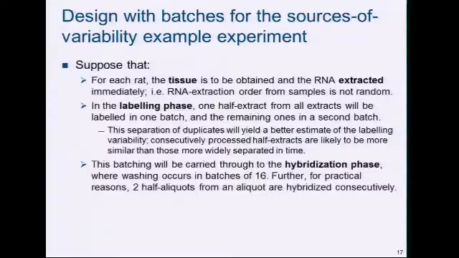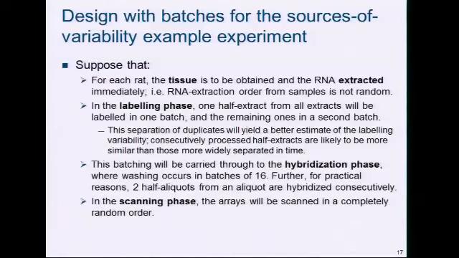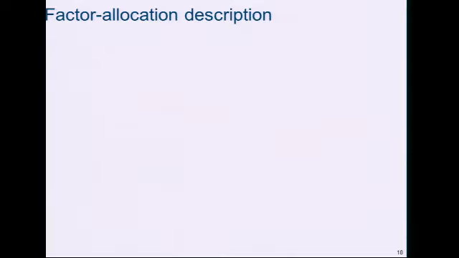And I'm just going to suppose that this batching went through into the hybridisation phase, that is the batching in the labelling phase, where washing, say, occurs in batches of 16. And for practical reasons, suppose that the two aliquots from a labelling are hybridised consecutively. In the scanning phase, I'm just going to suppose they all happen in a random order.